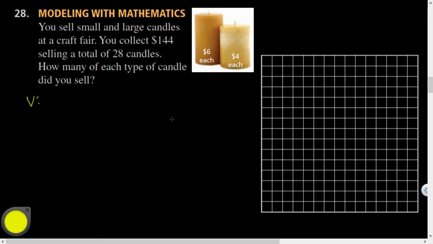Let's write variables. It says you sell... I thought I mentally combined those words. I was going to say you smell large candles, but no, that's not what it says. Although it might be true. You sell small and large candles at a craft fair.